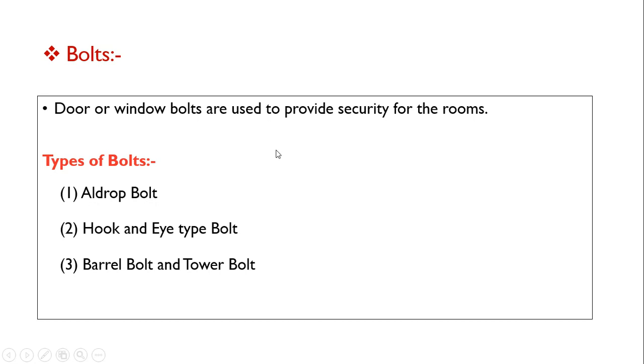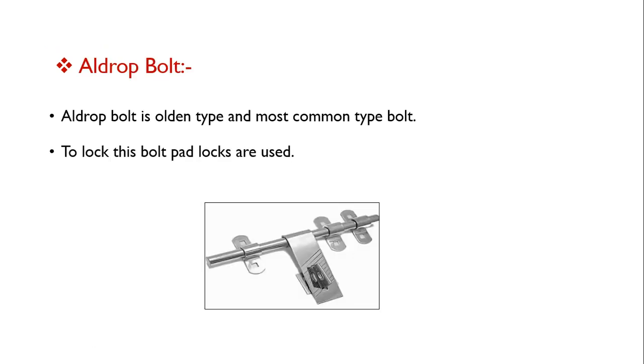Door or window bolts are used to provide security for the rooms. Now there are different types of bolts: ultra bolt, hook and eye bolt, barrel bolt and tower bolt. We shall discuss one by one. So this is called as ultra bolt.